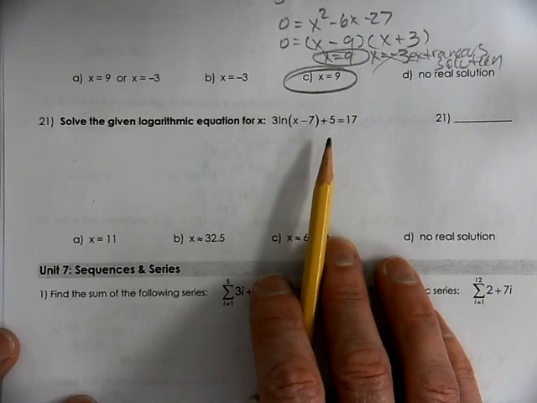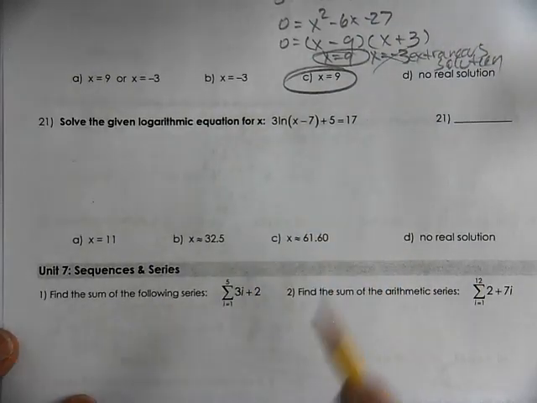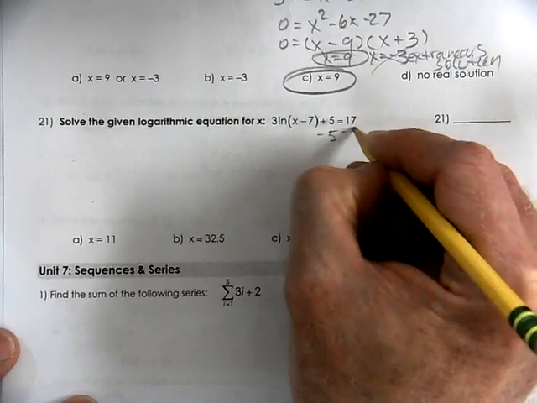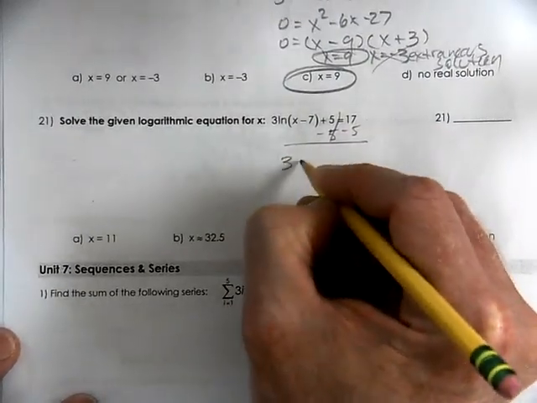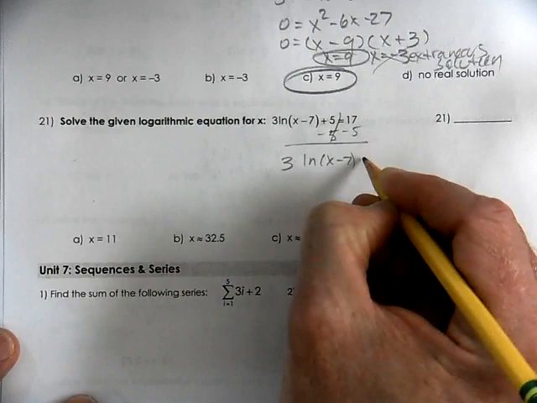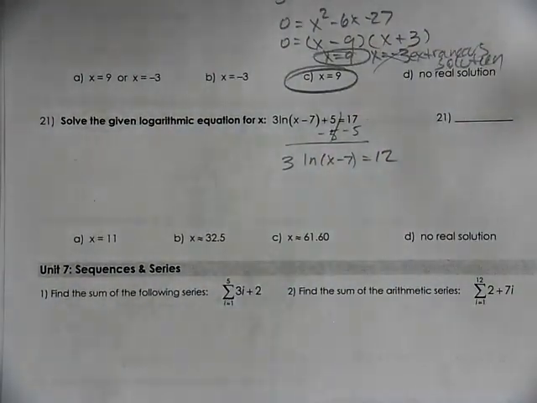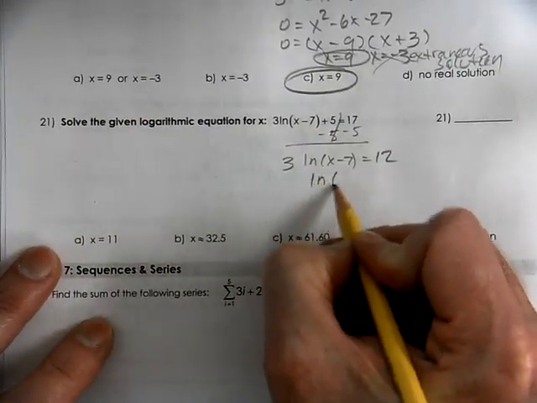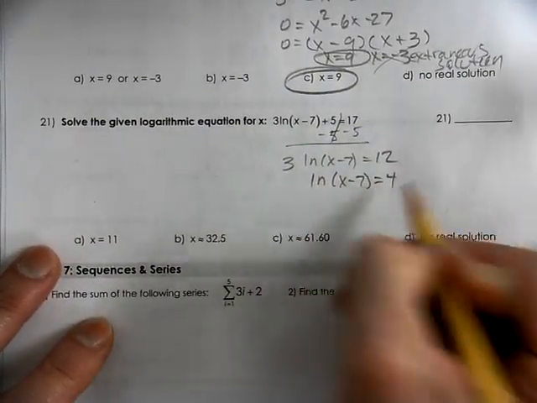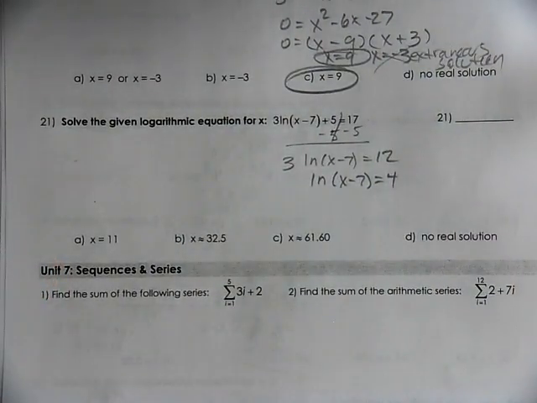Solve the logarithmic equation. Last one. Natural log is exactly like a normal log. So if you can do the previous problem, you can do this problem. Divide by 3. 12 divided by 3 is 4. What am I going to do from here? This is making those decisions. Mathematically, it's not tough. But if you don't know what to do, you can't do it.